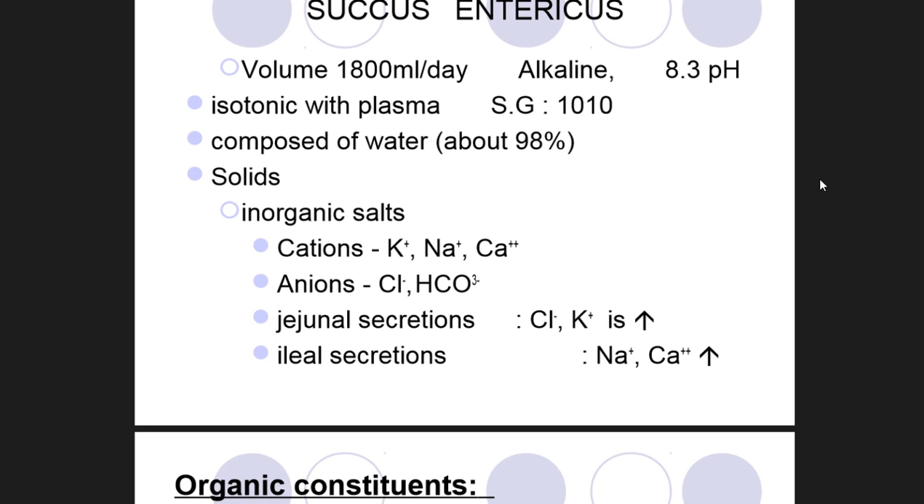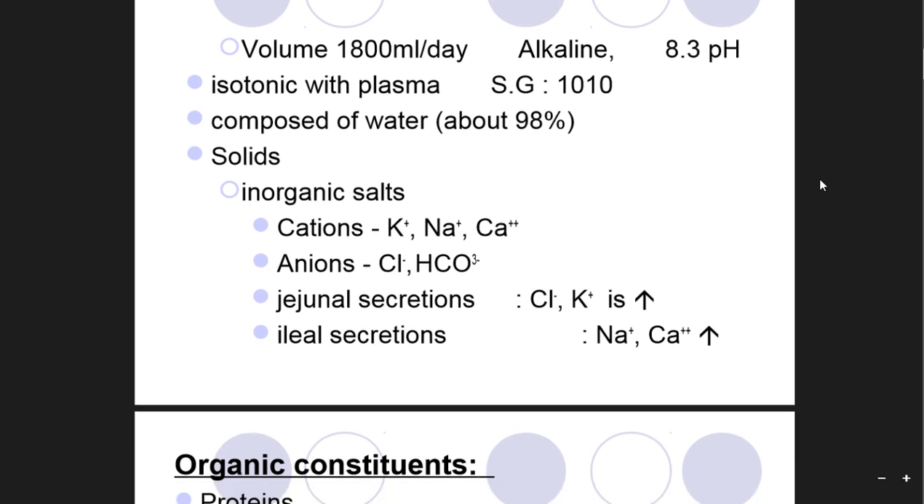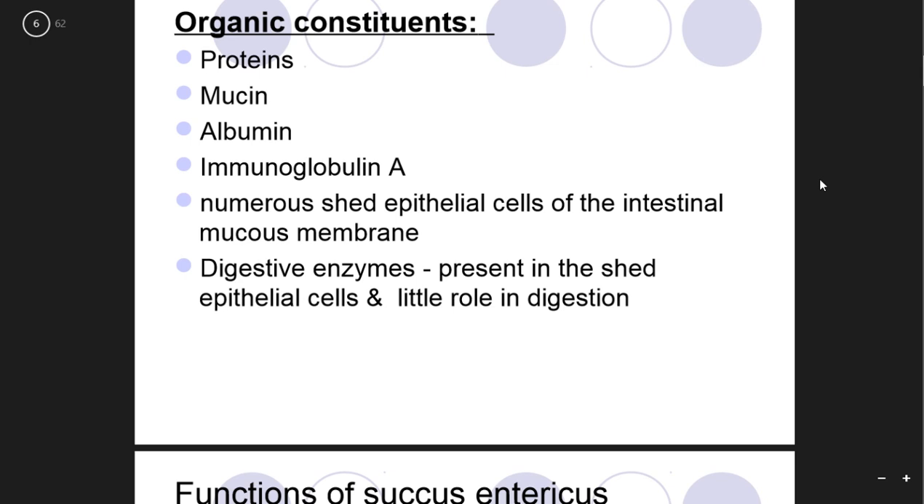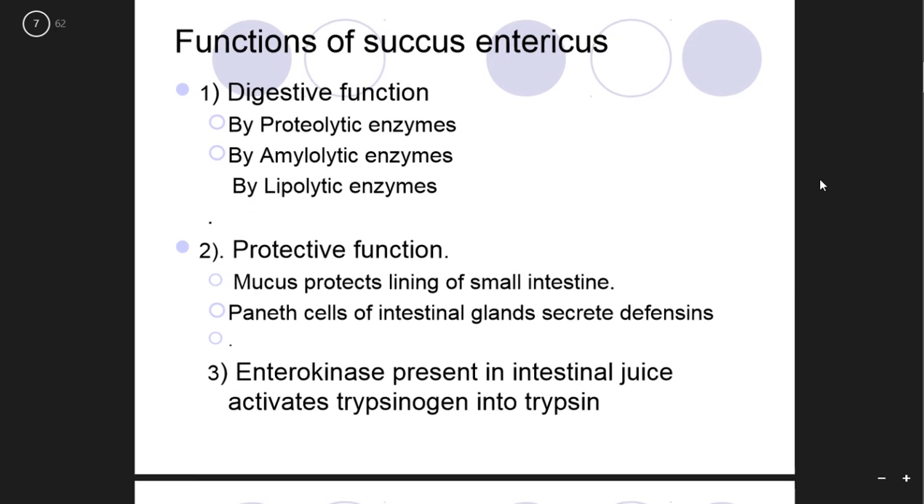The percentage of chlorides and potassium is higher in jejunal secretion, and the ileal secretions contain the maximum calcium. So these inorganic salts are regulated here. Other constituents are proteins: mucins, albumin, immunoglobulins, numerous shed epithelial cells along with the intestinal mucosa. The digestive enzymes are present in the epithelial cells and play a role in digestion.